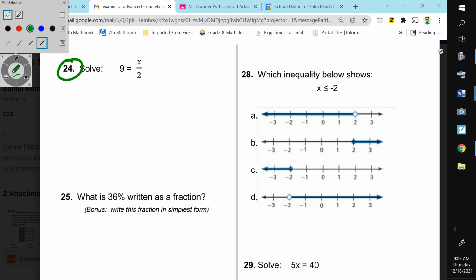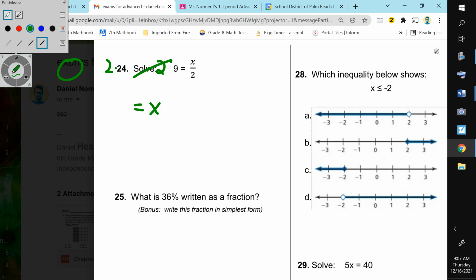Number 24, almost done, guys. Number 24. So remember, the opposite of dividing by 2, which is me giving the answer away for the other one, is times 2 times 2. Cross out the twins. X is going to equal whatever 2 times 9 is. And stop.